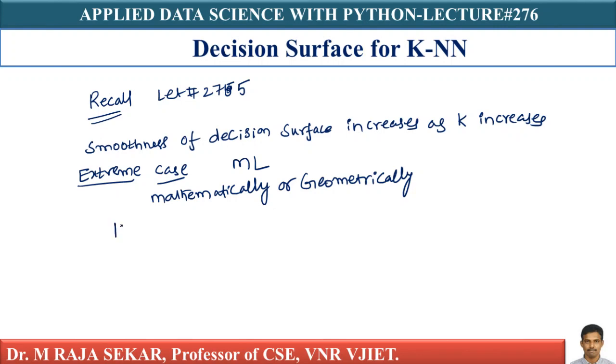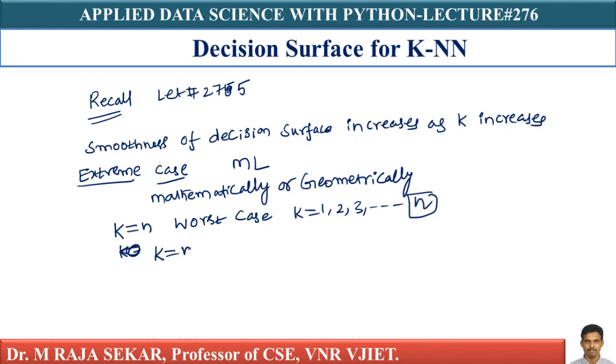Now let's say k equal to n. Worst case, I can say this is worst case. K can be 1, 2, 3, and so on. What is the maximum value of k? It is n, isn't it? As we went from 1 to so on n, my curve becomes smoother. What happens when k equal to n? That is the extreme case. That's the largest possible value of k, isn't it?